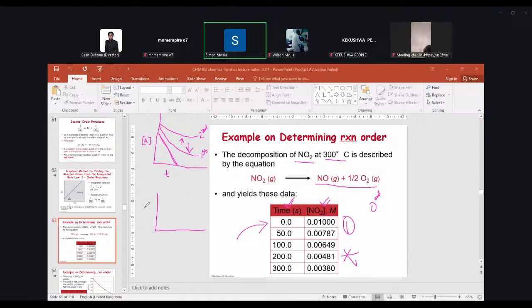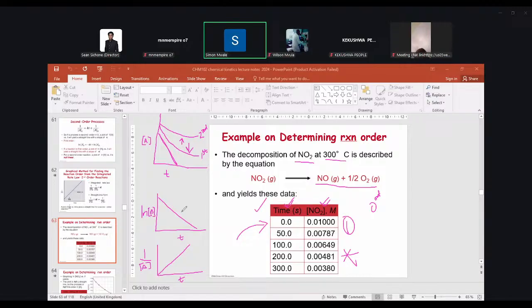For a first order, to prove if this is first order, you need to plot a graph of natural log of A versus time. And if it gives us a straight line with a negative slope, then we know that this data belongs to a first order reaction. We can also try, if it doesn't give us a straight line, the next thing is that we are going to try the second order kinetics, where we plot 1 over the concentration against time. If it gives us a straight line, then we know that it's second order.